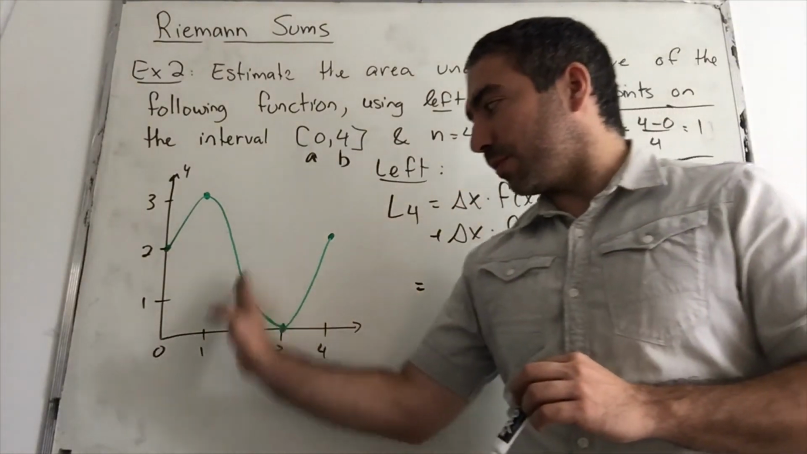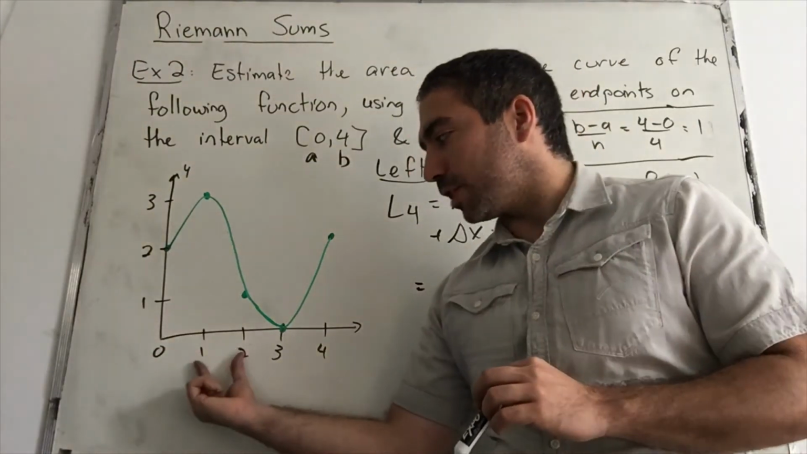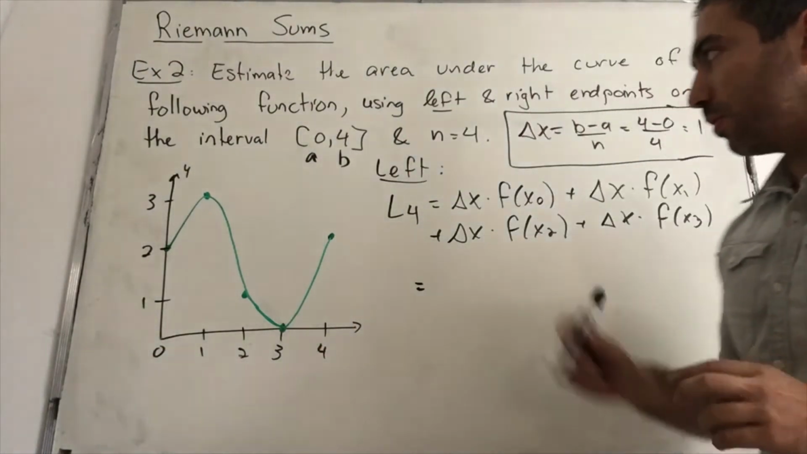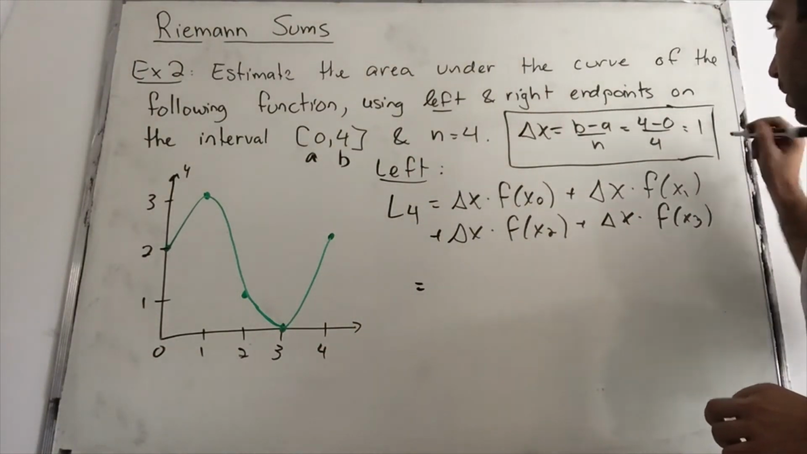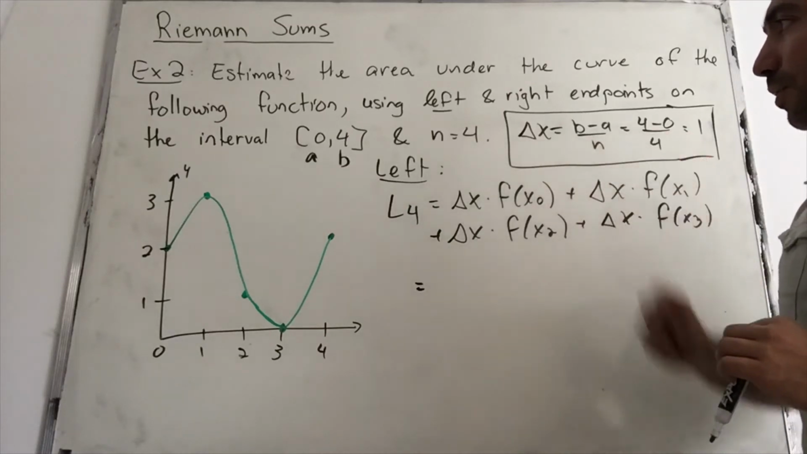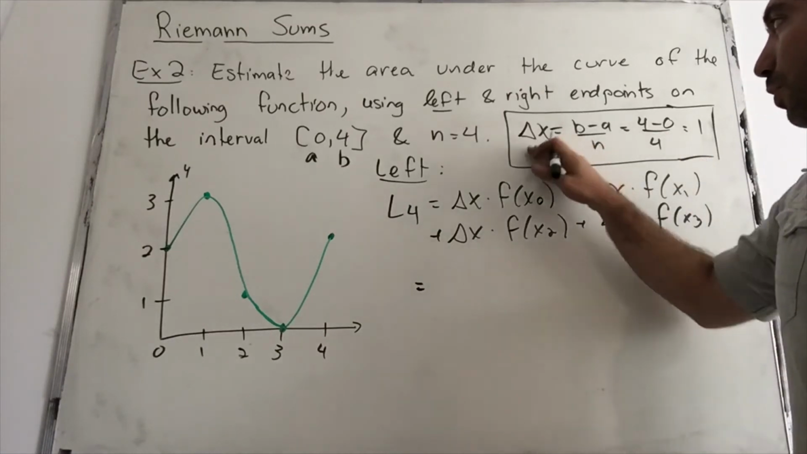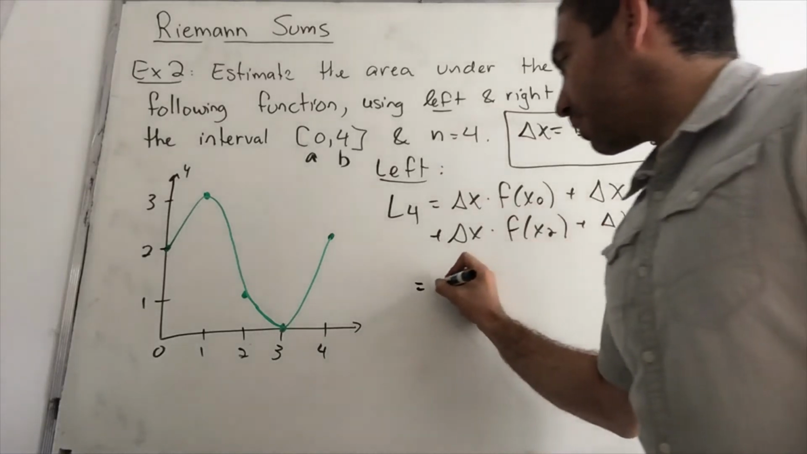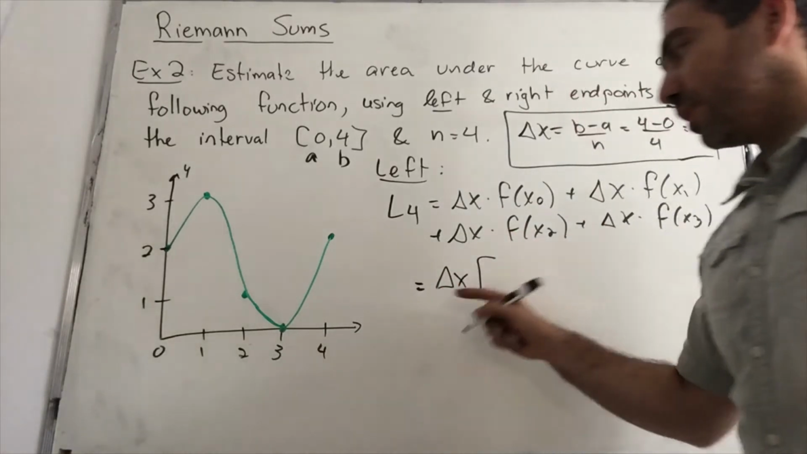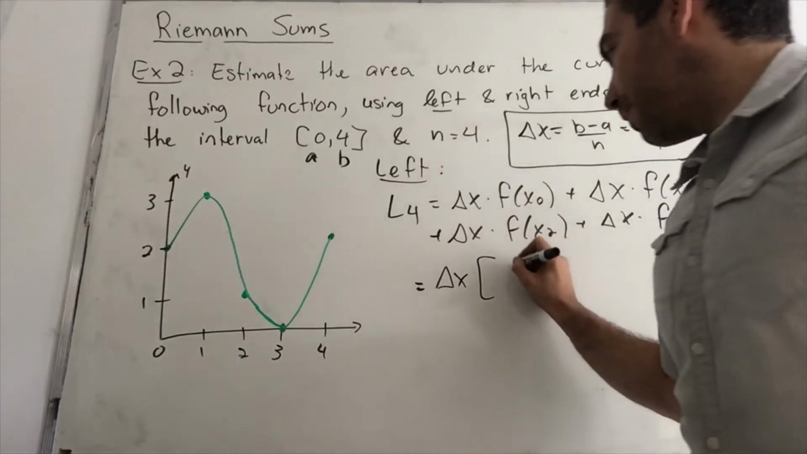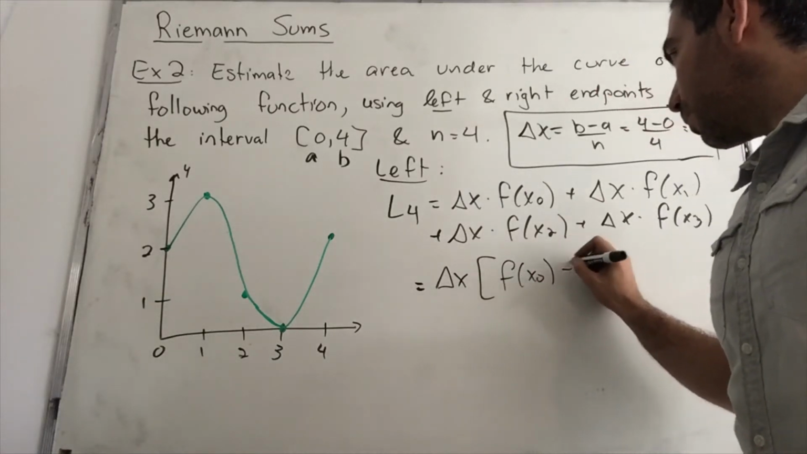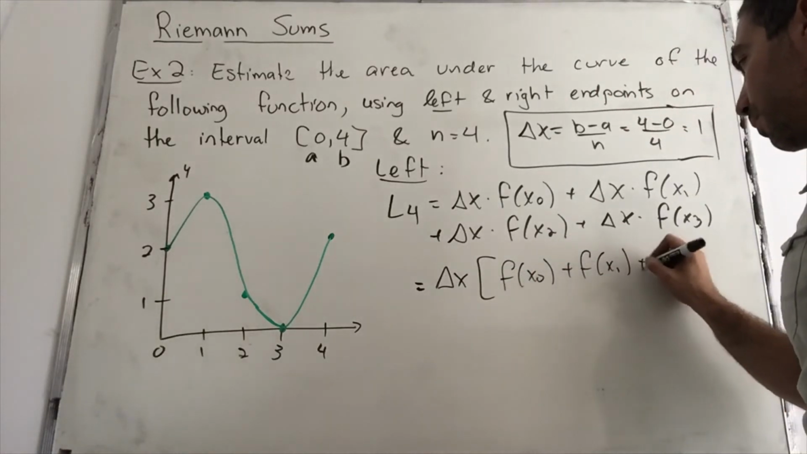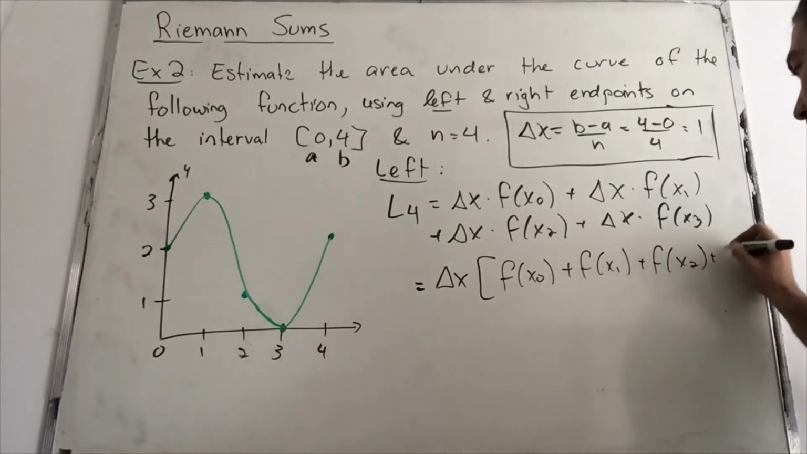So we're cutting it up into 4 sections, meaning that the width of each section is going to be a distance of 1. So this is something that we would expect, but let's just write it down here so that we have it, we're showing our work. So delta x is 1. If I factor out a delta x, I'm factoring out a 1, so it doesn't change anything. So we're really just looking for f of x0 plus f of x1 plus f of x2 plus f of x3.